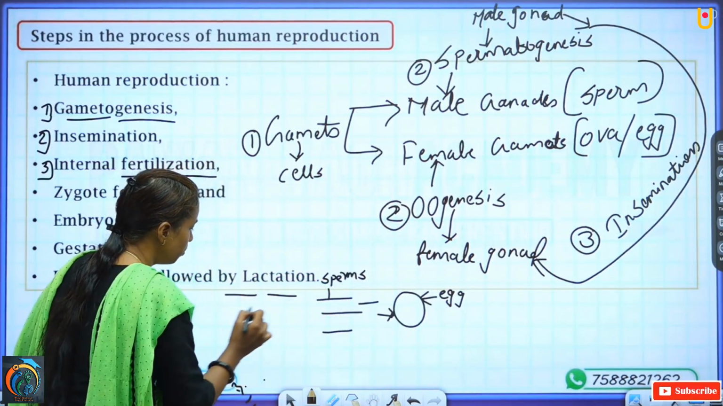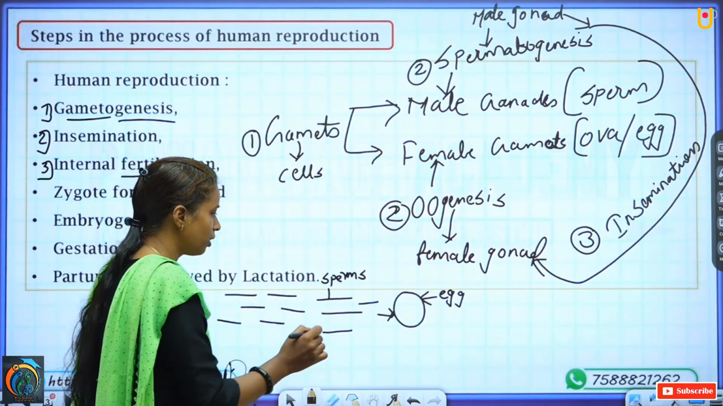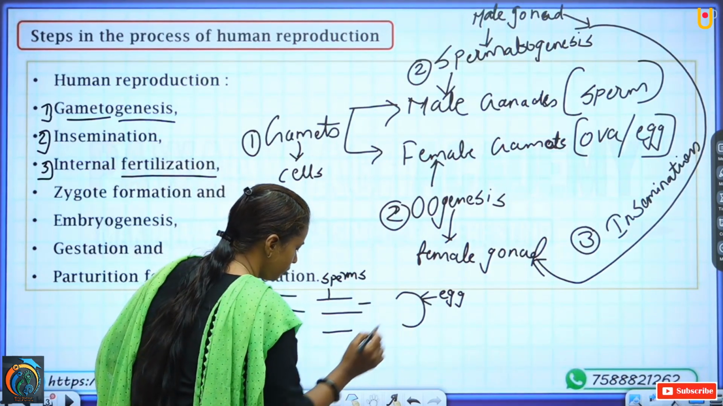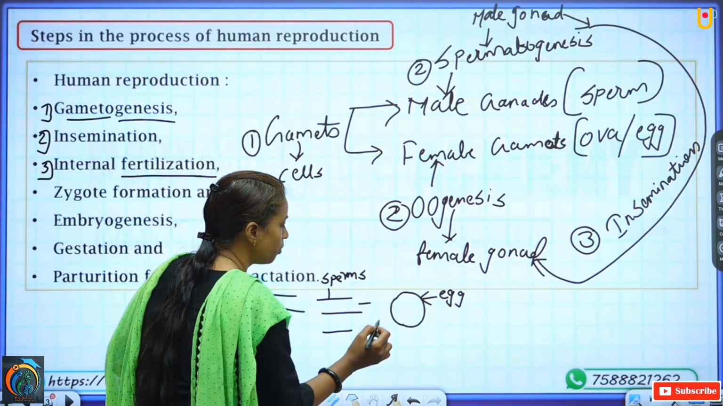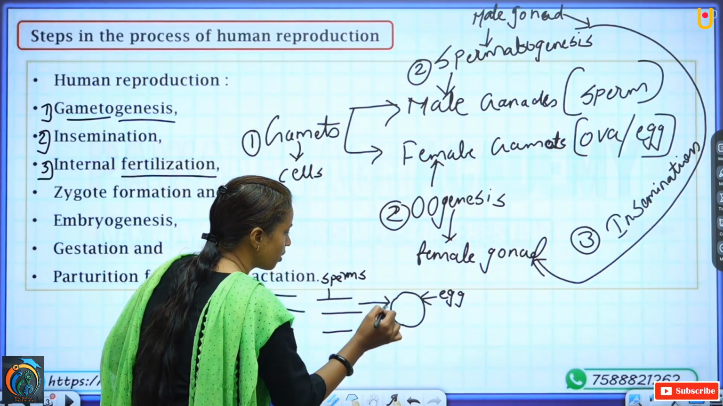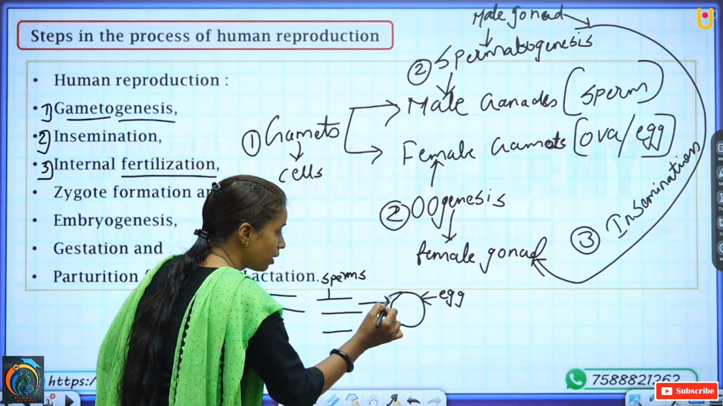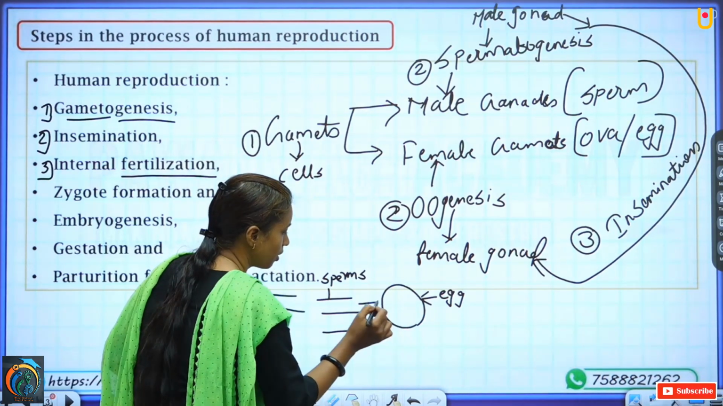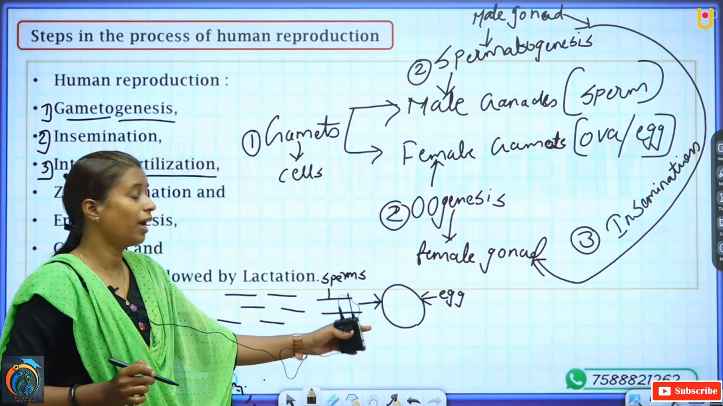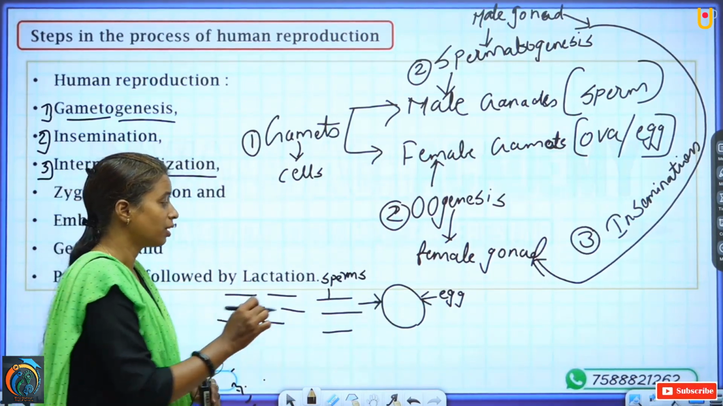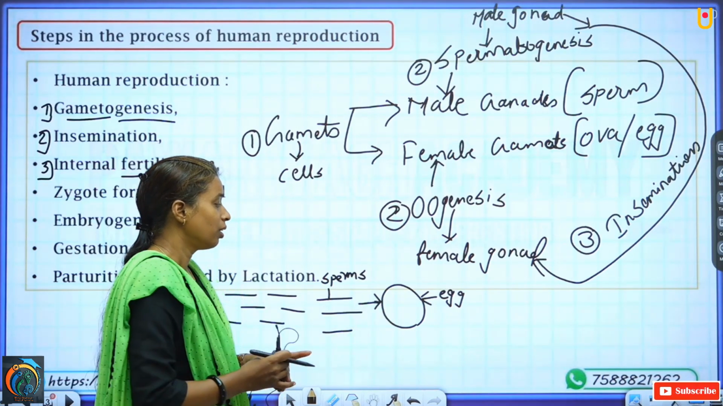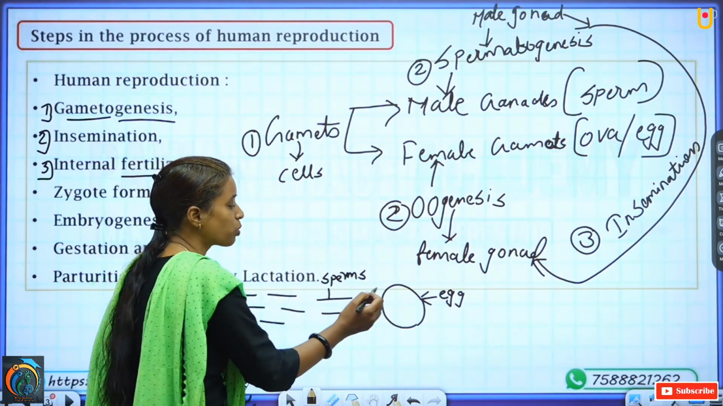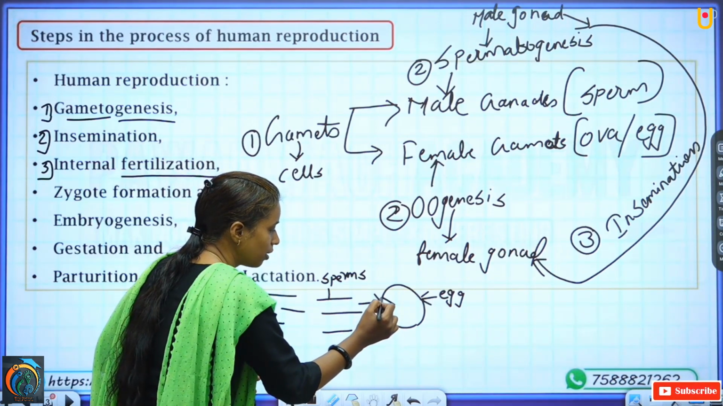Now millions of sperms are coming from here, and this one sperm, when it touches the egg membrane, at that time what happens? It touches the egg membrane and gets entry inside the egg membrane, not the whole sperm. The head of the sperm will enter inside the egg membrane.